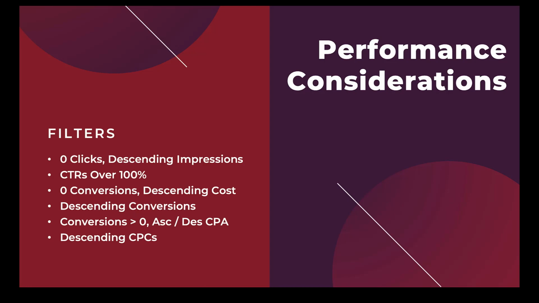And then the last thing is the descending CPCs, to make sure that your bid modifiers or your automated bid strategy aren't going way outside the realm of normal and getting way too high a cost per click on any individual placement.